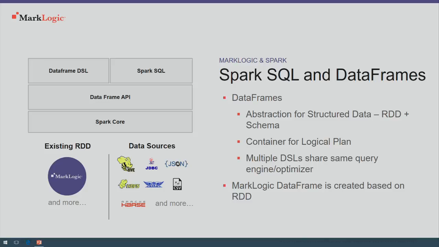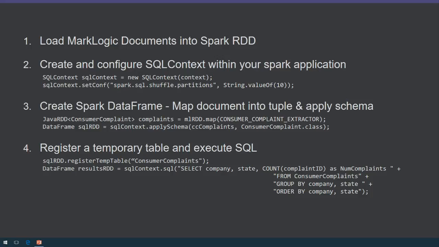Now, the DataFrame has specialized APIs to load data sources, but in the case of MarkLogic, the way you would load the data into a DataFrame is using the existing RDD. We already looked at how to load the documents into a Spark RDD. In addition, if you want to load that data into a DataFrame, you create the SQL context object, and then you use the applySchema API on the SQL context.